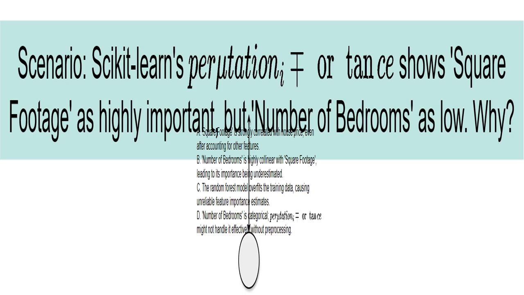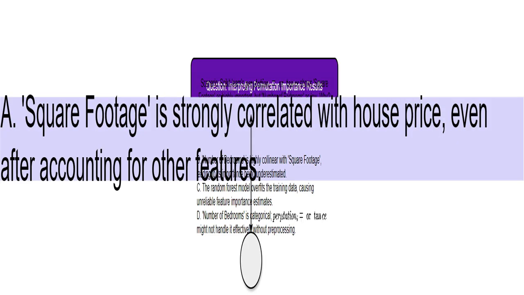A large decrease signals high importance. This option suggests that square footage has a strong direct relationship with house price, even when we consider other factors. That's completely plausible and a likely reason why it scores high.